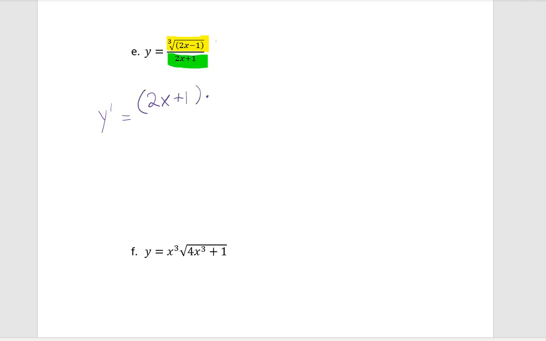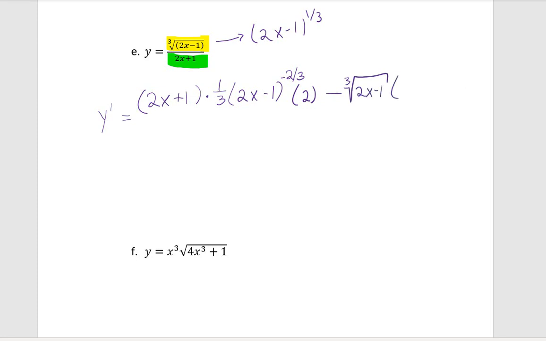Now when I take the derivative of the top, I can rewrite that top piece as 2x minus 1 to the 1/3. So when I take the derivative of the top, I'm going to have to use the power rule. So that will be 1/3, leave the inside alone, raised to the negative 2/3, remember because we have to subtract 1 from the exponent, times 2, so we have the bottom times the derivative of the top, minus the top times the derivative of the bottom, all over the bottom squared.